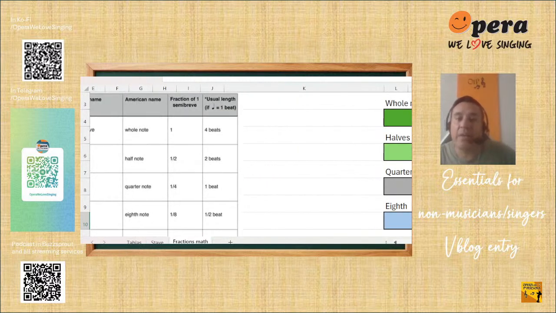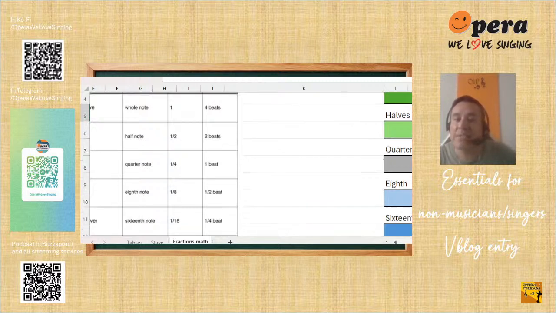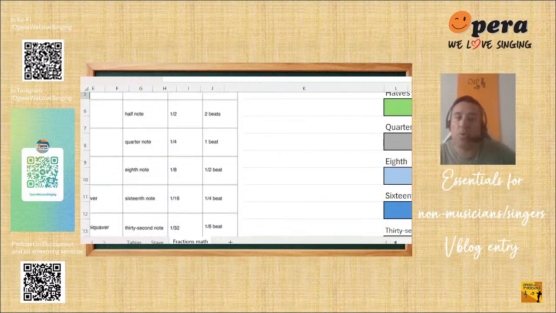So, I think if you look at it from a mathematical perspective, it's much easier. How many eighths in 1? 8. How many quarters in 1? 4. How many halves in 1? 2. Of course, remember that we are talking about the value of these notes, and it is much easier if we call them as if they were fractions.